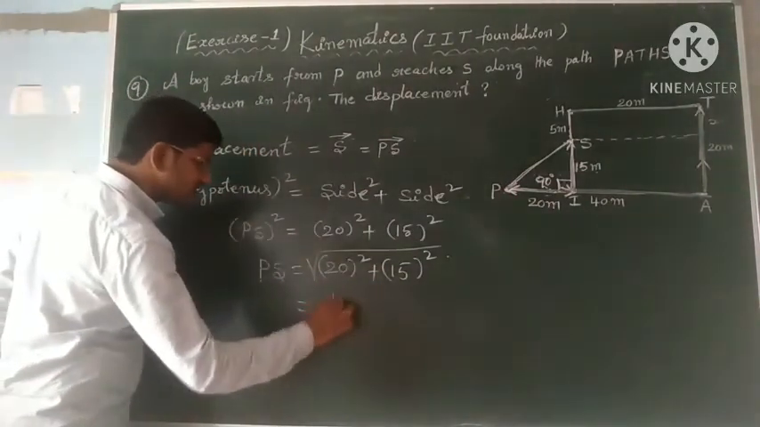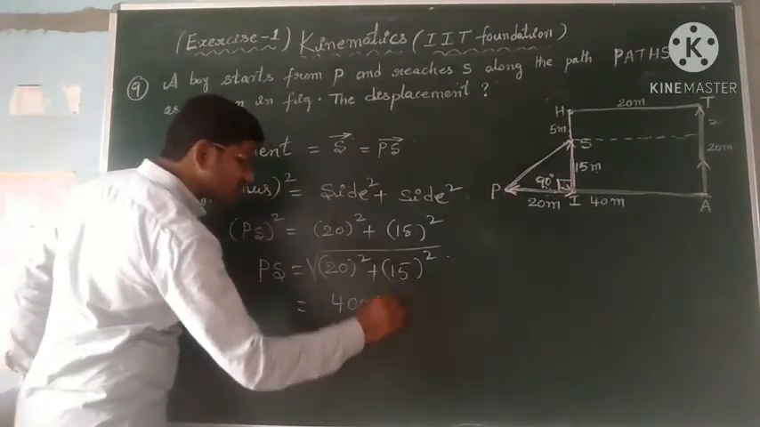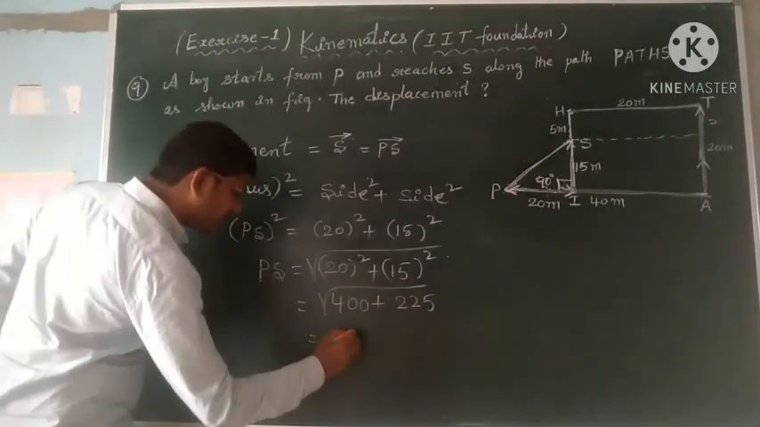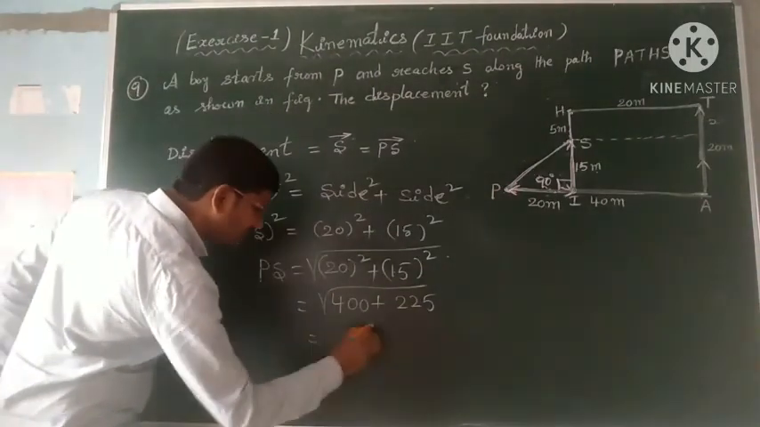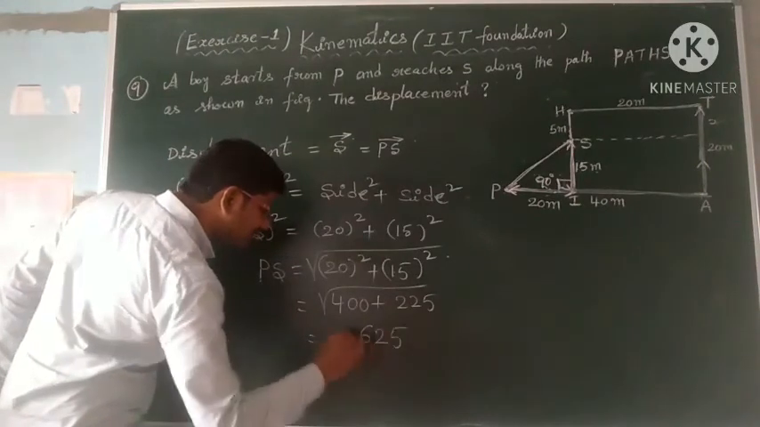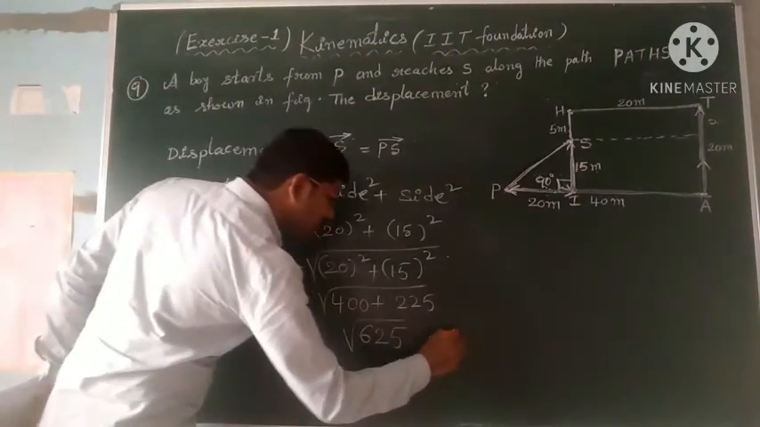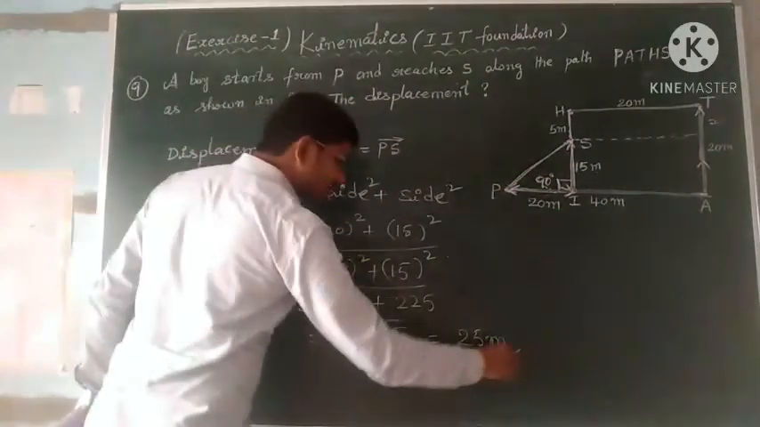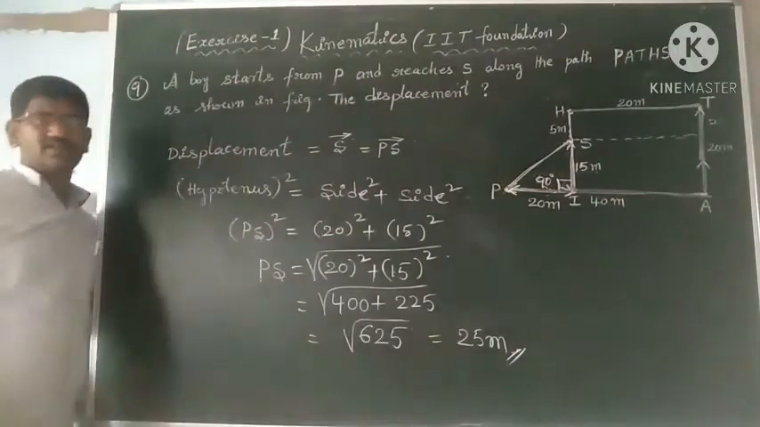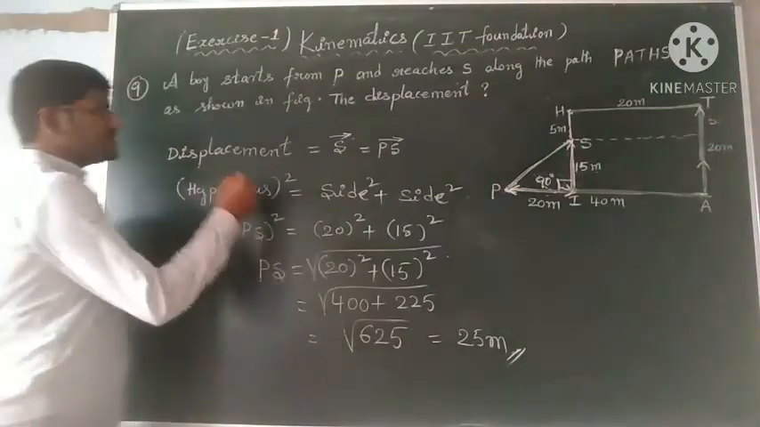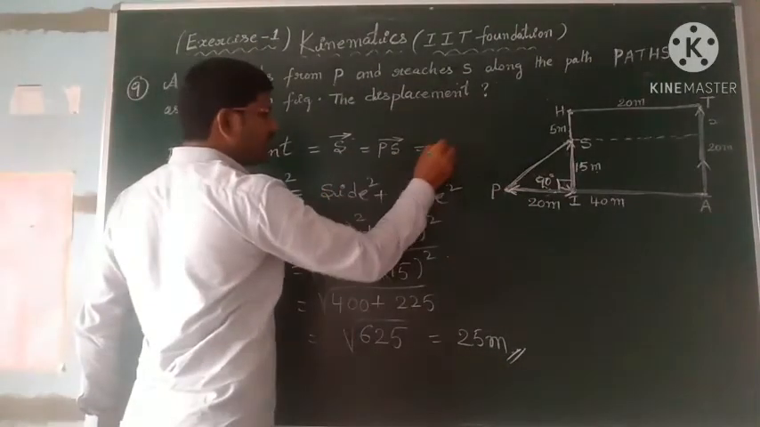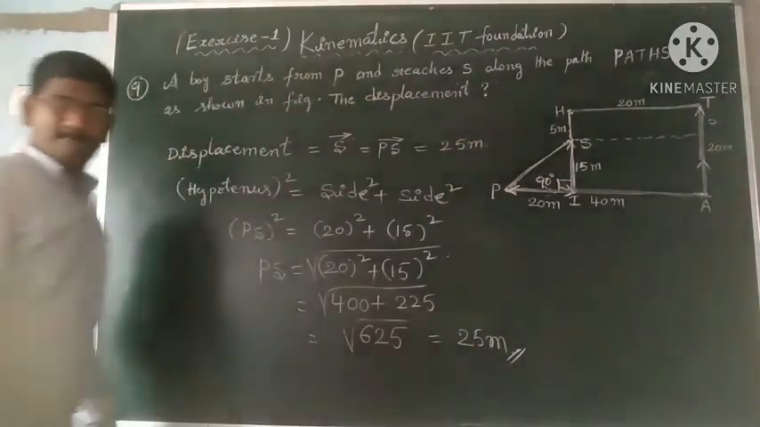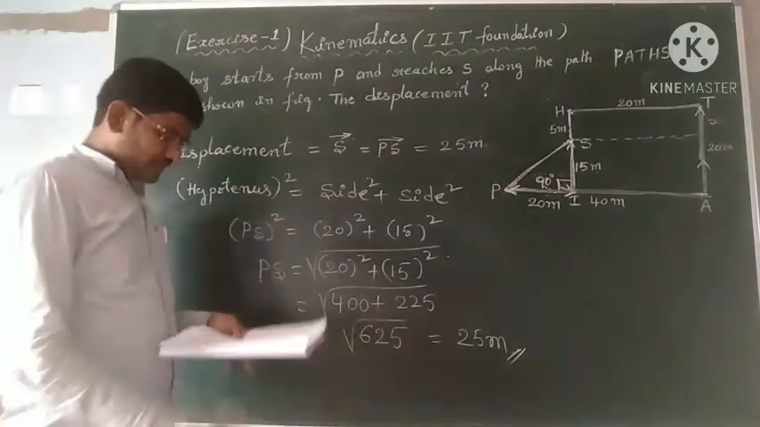So 20 square means 400, 15 square means 225. Then you will get 625. Root over 625 is 25 meters, which is the displacement in this situation. So displacement means PS bar, and the answer for the question mark you are getting is 25 meters.